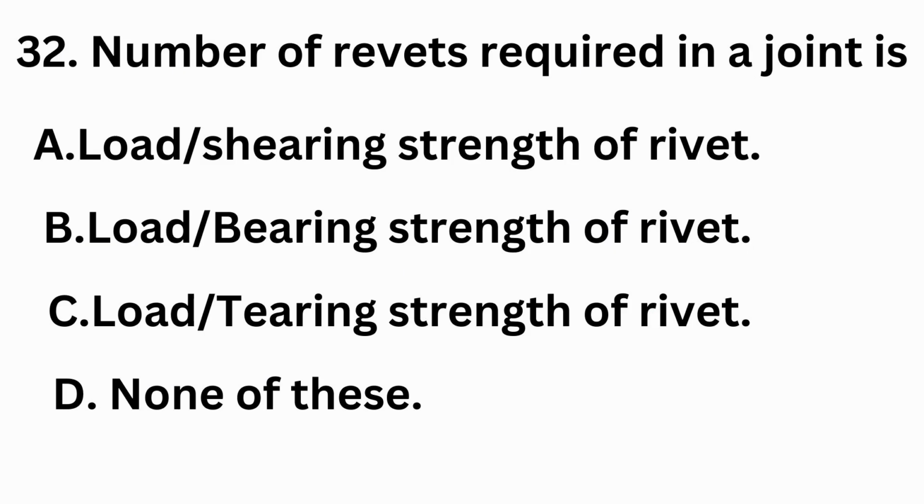32. The number of rivets required in a joint is: A. Load per shearing strength of rivet, B. Load per bearing strength of rivet, C. Load per tearing strength of rivet, and D. None of these. If the question gives you shearing, tearing, and bearing values and you have to find the number of rivets, you have to take the least value of the three of them, and it is called the rivet value.